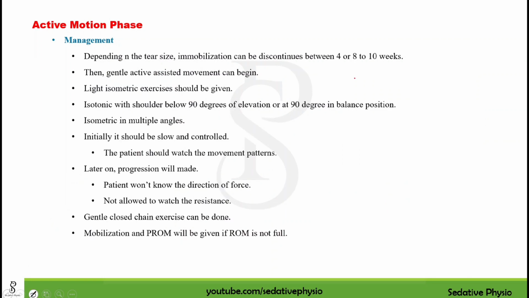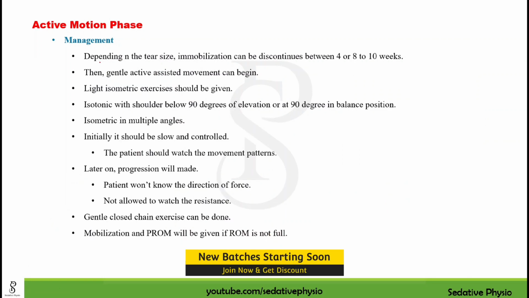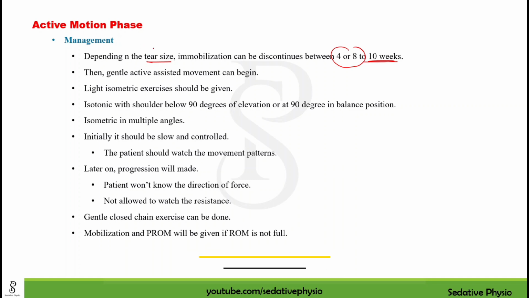Now whenever we go for the active motion phase, depending on the tear size, immobilization can be discontinued between 4 to 8 or 10 weeks. Now if the tear size is very large, then immobilization will be discontinued even after 4 to 8 weeks, right? So depending on the tear size, as we have also discussed in the last slide, immobilization can be continued. But if the tear size is very small, we can discontinue the immobilization.